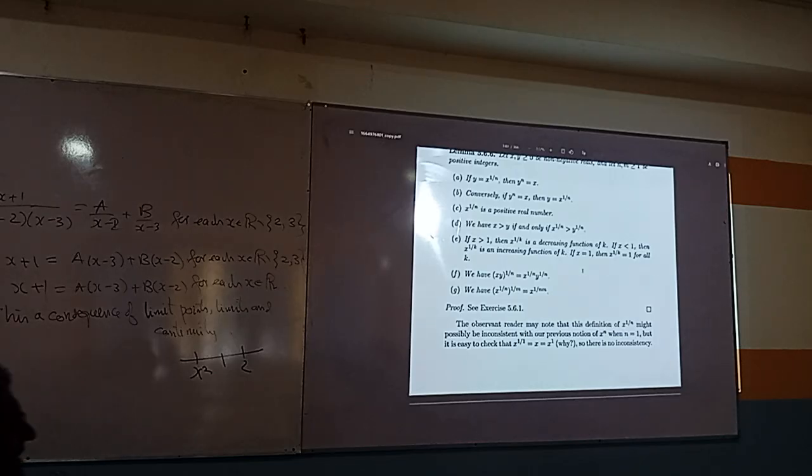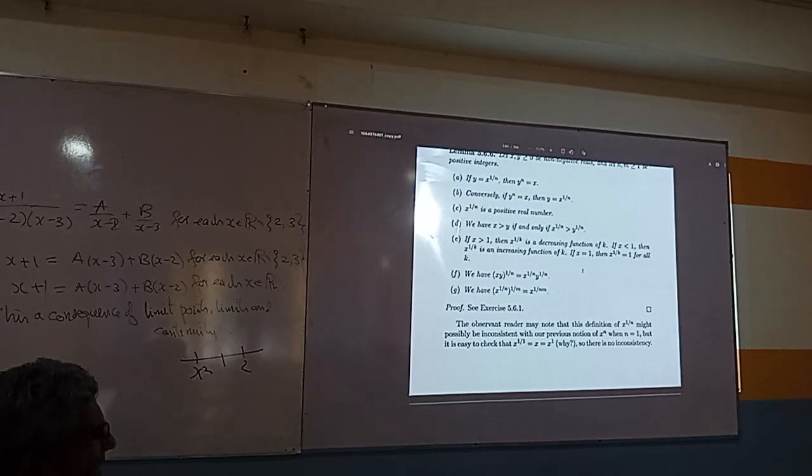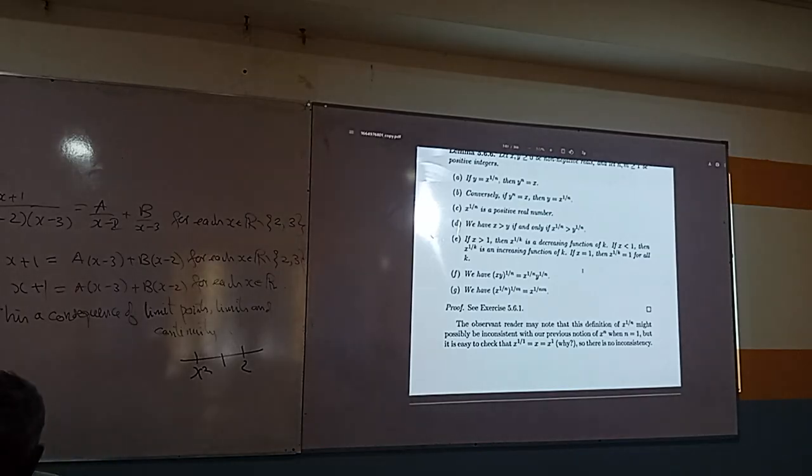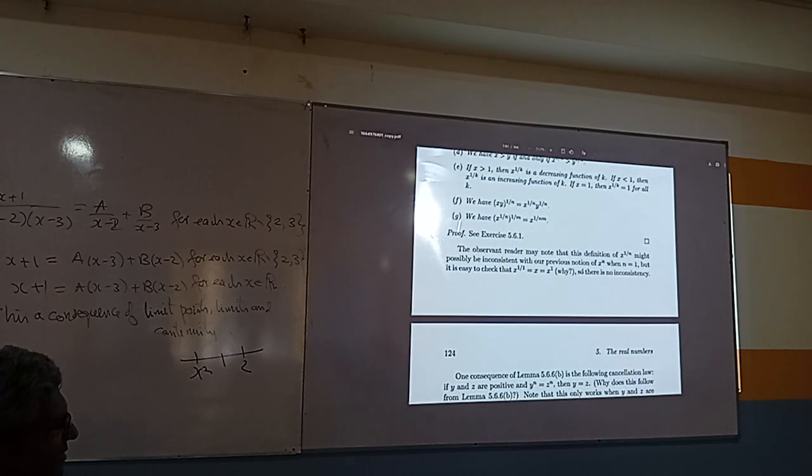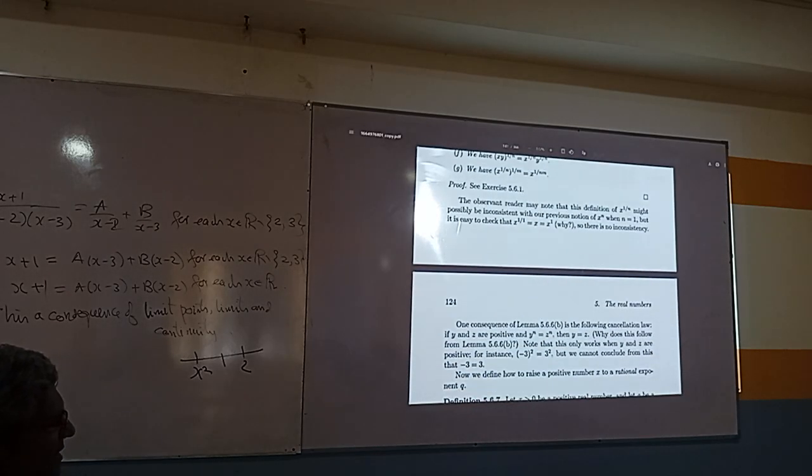The observant reader may note that this definition of x to the 1 over n might possibly be inconsistent with our previous notions of x to the n when n is equal to 1. But it is easy to check that x to the 1 over 1 is equal to x, and x to the 1 is x. So there is no inconsistency, he says. I mean, there are no big deals.